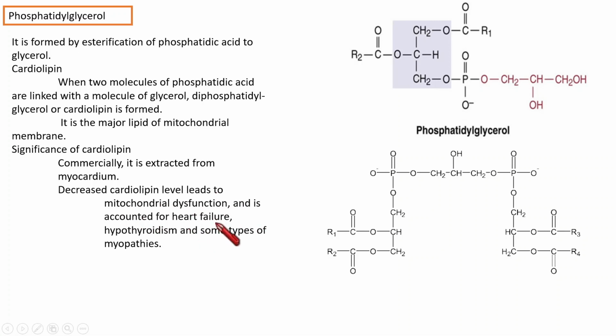We know that cardiac muscles also need an enormous amount of energy to continuously beat, and the ultimate energy releaser is mitochondria. And as the cardiolipin level is low, it cannot function. It will not provide enough energy, and the heart may fail. And there are many other associated conditions also, hypothyroidism and so many myopathies. So that's the significance of cardiolipin.